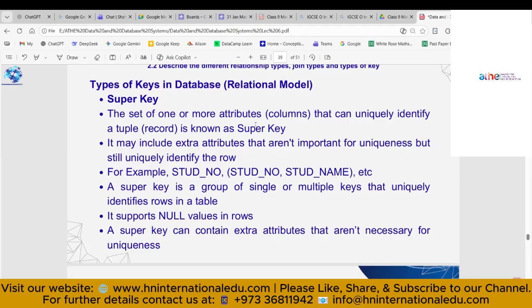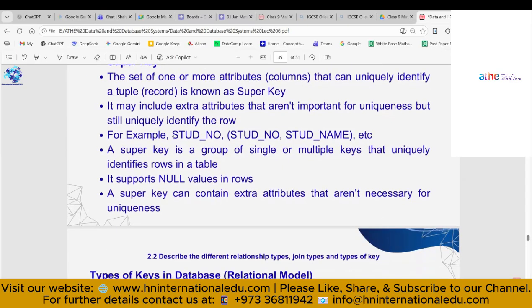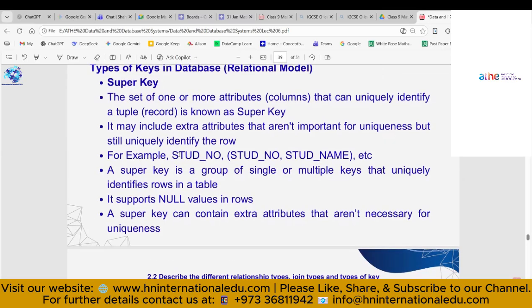Okay, so the set of one or more attributes that can uniquely identify a record or a tuple or a row is known as super key. So it may include extra attributes or extra columns that aren't important for uniqueness, but still uniquely identify the row. For example, in the case of student table, you have a student ID, you have student name, you have student email, maybe student contact number. Now you can use student ID, student name, student contact number, and student email to uniquely identify any student.